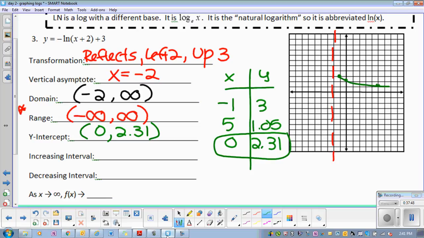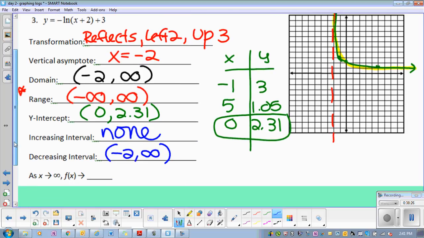So this one kind of dips down like that, but remember, it needs to follow the asymptote. So you need to make sure you draw that other half of it going up. Yes? Now tell me, what is this graph doing from the left? Good. This is decreasing. It's going down. So it's decreasing the same as your domain, negative 2 to infinity. Increasing: none.